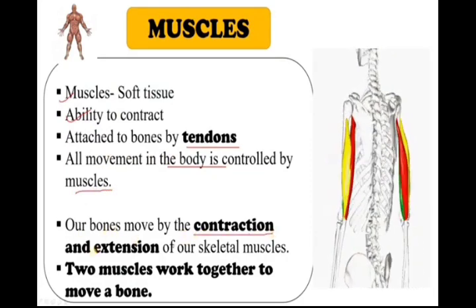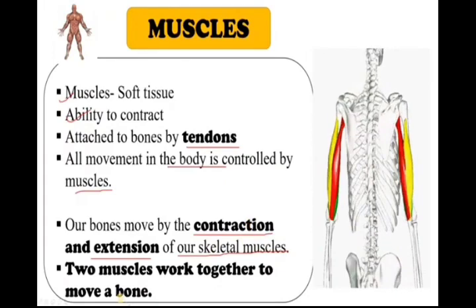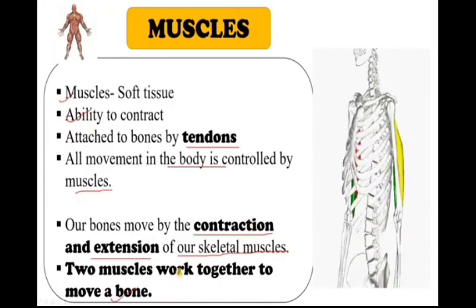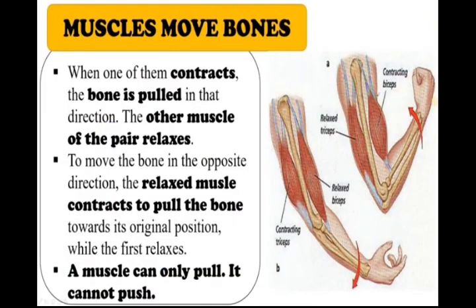Our bones move by the contraction and extension of our skeletal muscles. Let's study in detail. Two muscles work together to move a bone. Two muscles are required to move a single bone. If you want to fold your hand like this, this muscle gets contracted. When you are folding in one direction, the first muscle is contracted and the second muscle is relaxed.